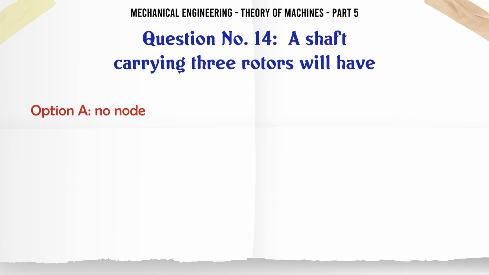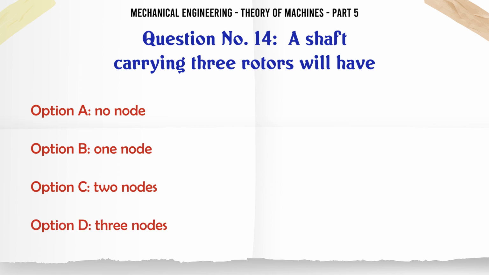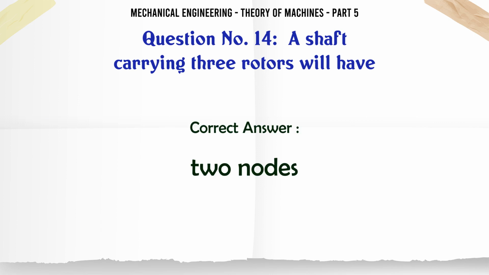A shaft carrying 3 rotors will have A. No node. B. 1 node. C. 2 nodes. D. 3 nodes. The correct answer is 2 nodes.